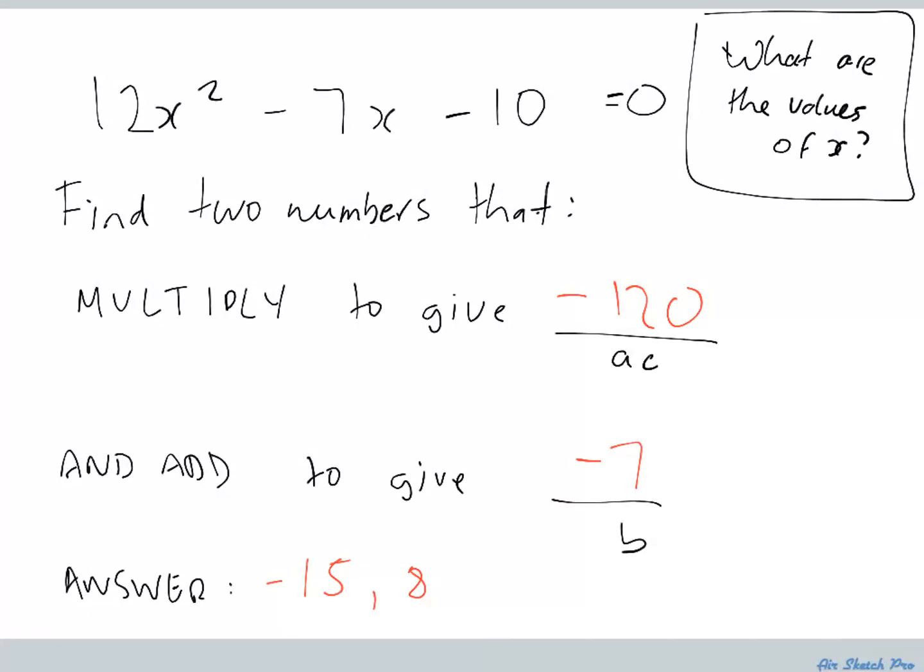So all your brain work is looking at factors of negative 120. I know it's a big number, right? That's why I gave it to you. But nevertheless, that's the only thing you're worrying about. You're not worrying about multiple combinations. You're just looking at the combinations of that one number, and then you're seeing whether they add up together to give you negative 7. So negative 15 and 8.